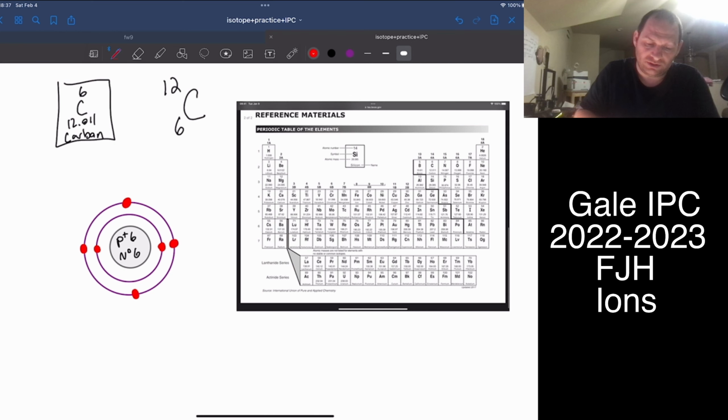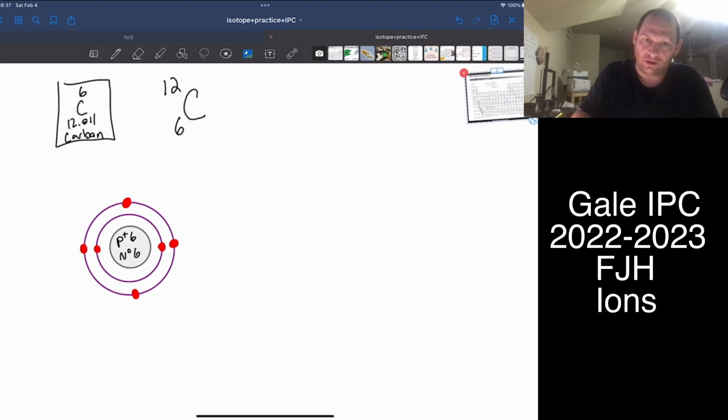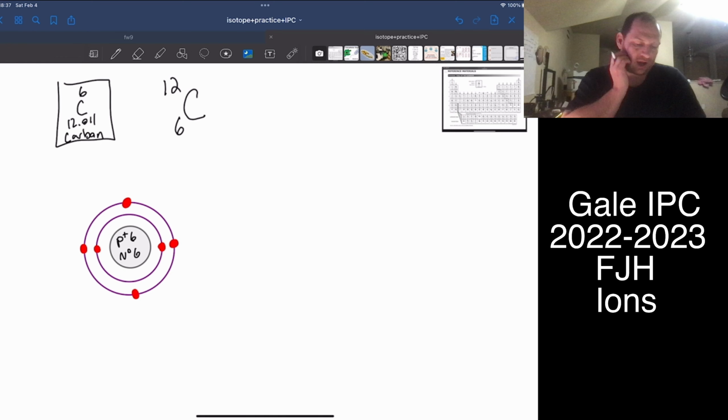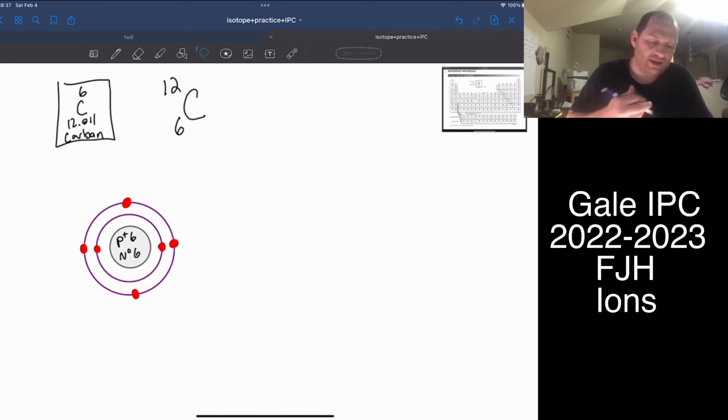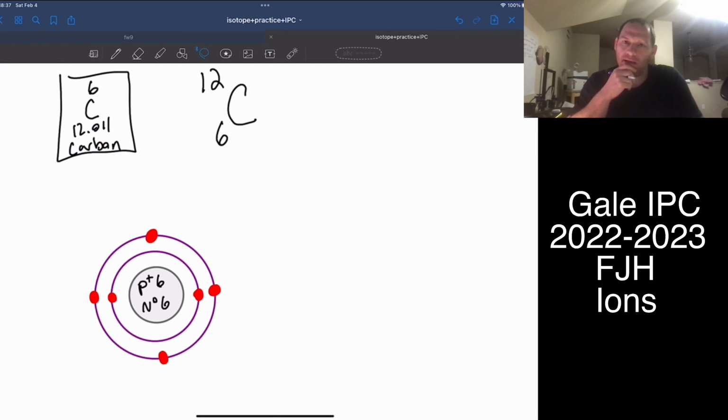Alright, now let's get rid of this little edit. We'll save you for later. I don't think we need it though. Alright, so this is a neutral atom of carbon. Now let's say one day I say, you know, carbon, you look cool and all. You have 6 electrons. Can I take one? And then just go yoink and steal that electron away from carbon.